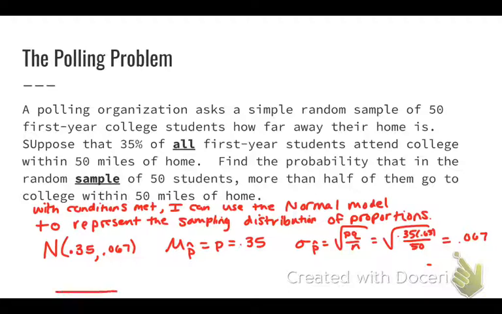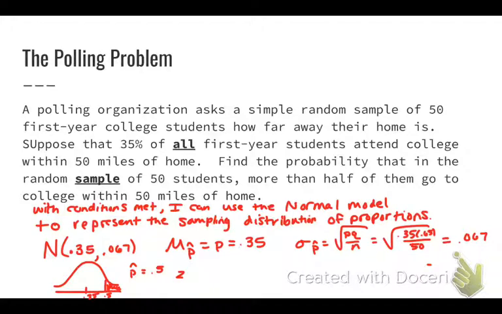And then I always like to make a picture. So here's my picture, 0.35, right? And so what are we going to try to do? Find the probability that in the random sample of 50, more than half of them go to college within 50 miles. So that means that my p hat is going to be 0.5. 0.5 is to the right of 0.35. So let's call it right there.